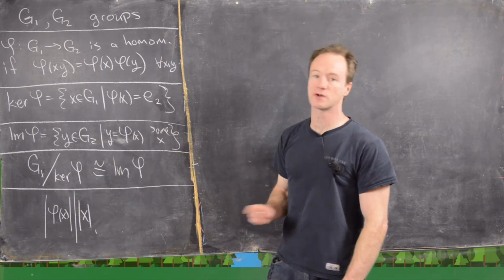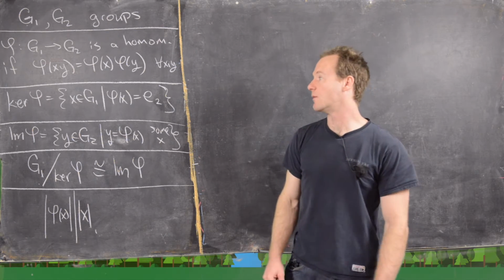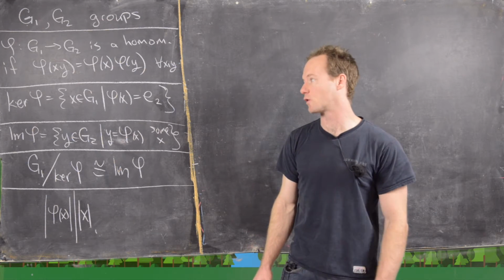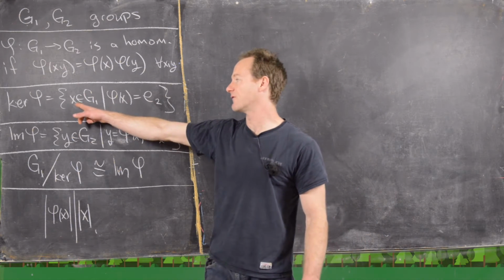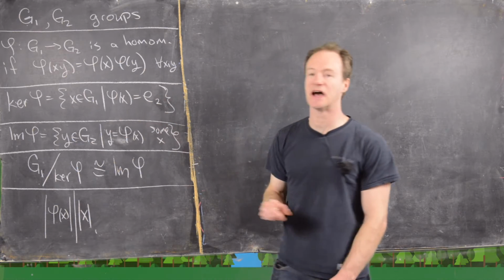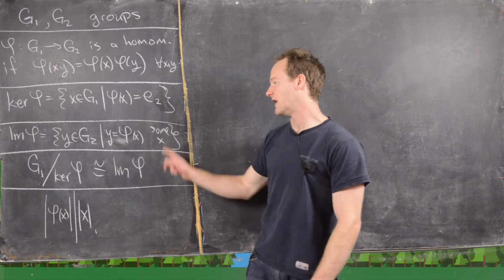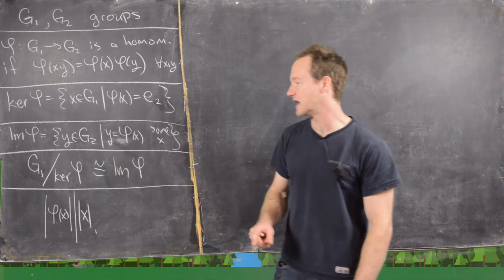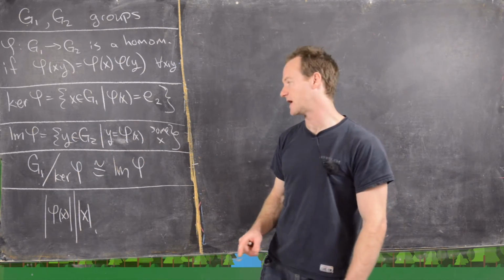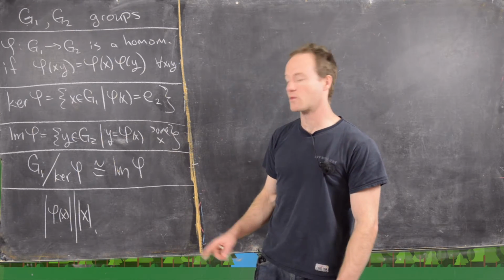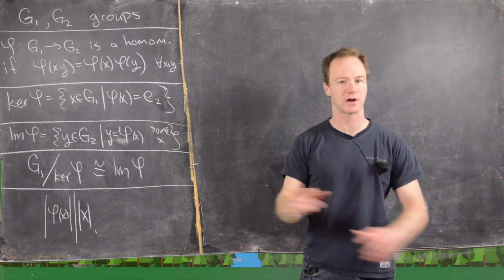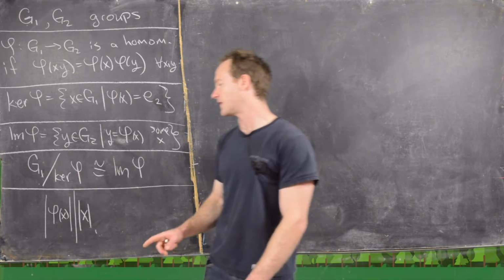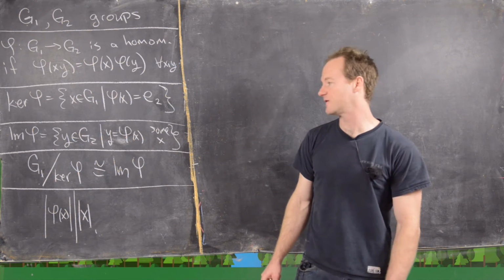And then there are two important subgroups associated with the homomorphism. The first one is a subgroup of the domain, and in fact it's a normal subgroup. It's called the kernel, and it's everything in the domain that gets sent to the identity in the codomain. Then we have the image, which is everything in the codomain that is mapped onto by something in the domain. Furthermore, we have the first isomorphism theorem, which we're going to be using in almost all of the examples, that says that G1 mod the kernel is isomorphic to the image of phi.